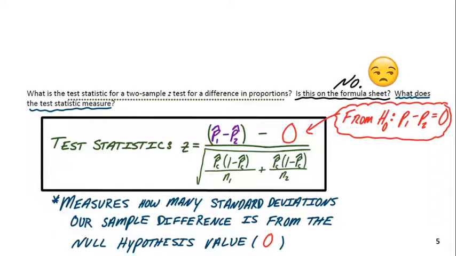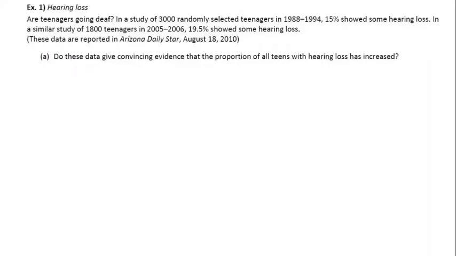Okay, and we're going to need our test statistic formula here because we're going to do an actual example of a significance test in the next part. So example 1 is about hearing loss. It says, are teenagers going deaf? In a study of 3,000 randomly selected teenagers, which ran from 1988 to 1994, 15% showed some hearing loss. In a similar study of 1,800 teenagers that just ran from 05 to 06, 19.5% showed some hearing loss. This is actual data reported in the Arizona Daily Star in 2010.